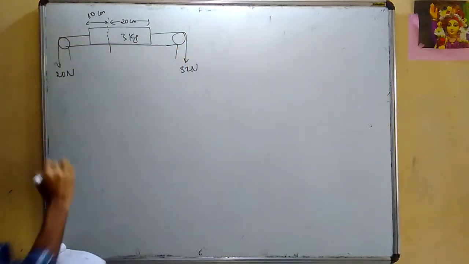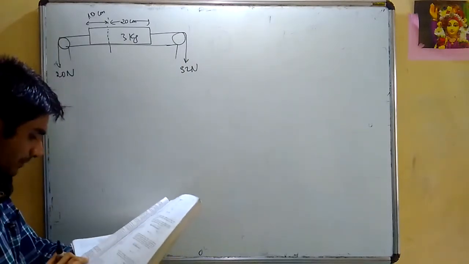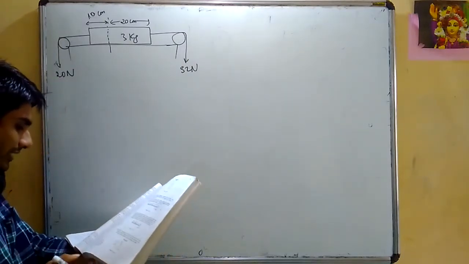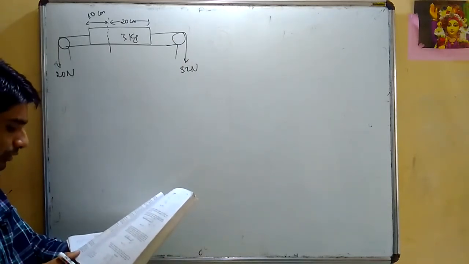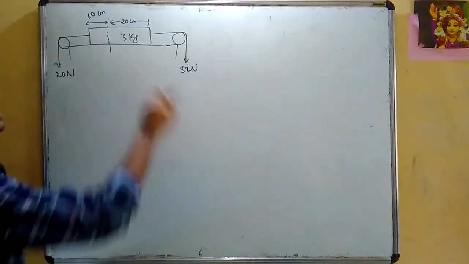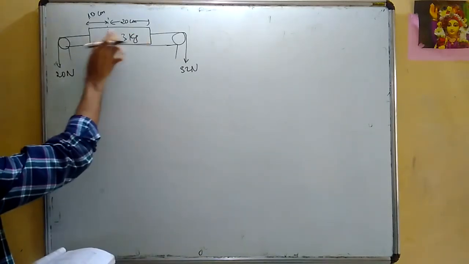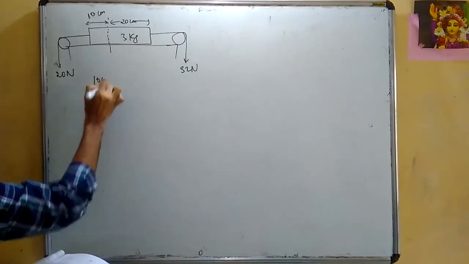So now it is given, all the surfaces are smooth. This is a uniform rod of length 30 centimeter having a mass 3 kg. The strings shown in figure are pulled by constant forces 20 and 32 Newton. Find the force exerted by the 20 centimeter part of the rod on the 10 centimeter part. Force exerted by 20 centimeter part on the 10 centimeter part. Let us draw the FBD of 10 centimeter.